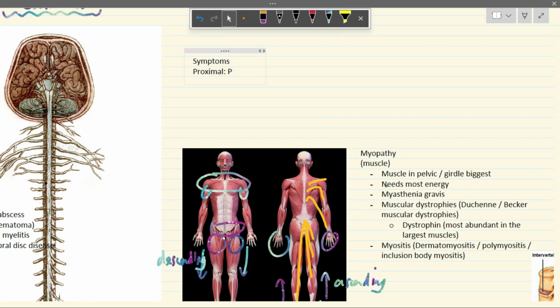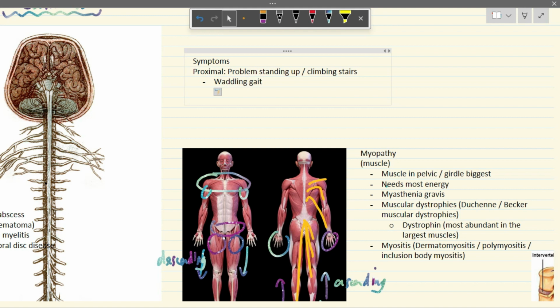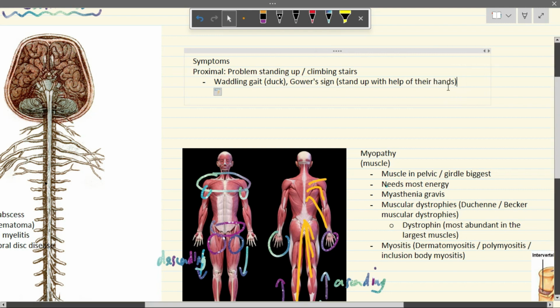In proximal muscle weakness, you're going to have problems standing up or climbing stairs, or doing anything that requires you to use your thigh muscles. When you're walking, you're going to have a waddling gait, which means the person waddles like a duck. You can look up the video online and see how a duck walks. When they're standing up, there's going to be a sign called Gower's sign, where they have to stand up with the help of their hands. You can see online what Gower's sign looks like.